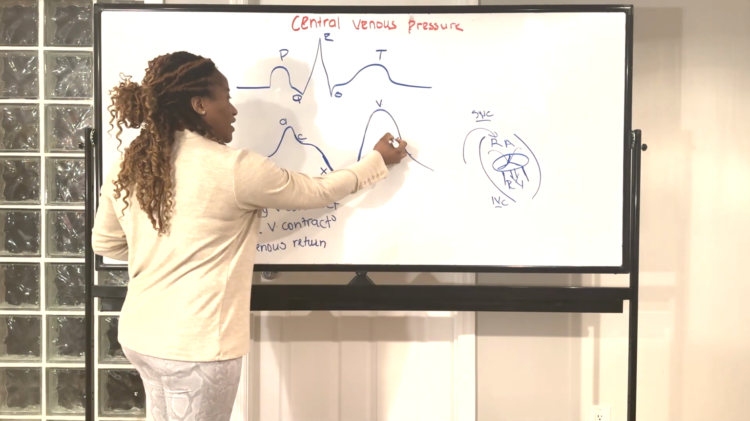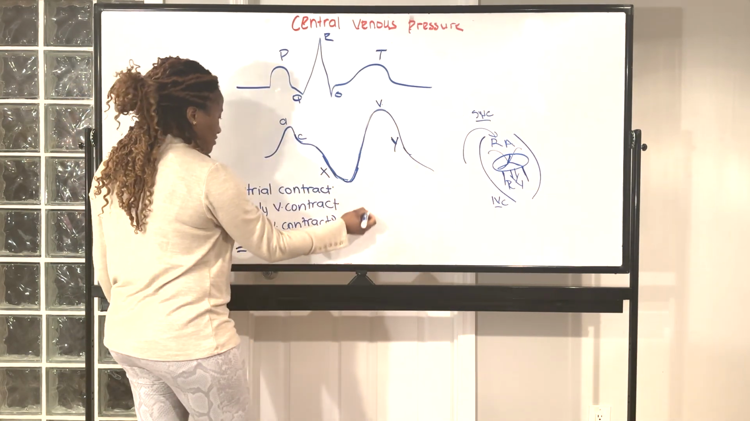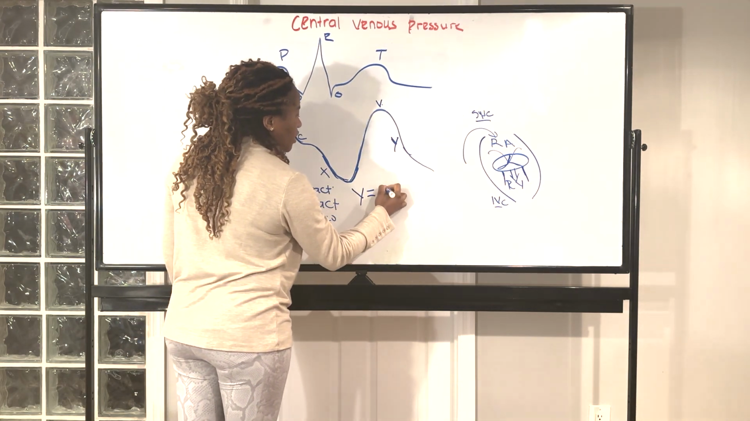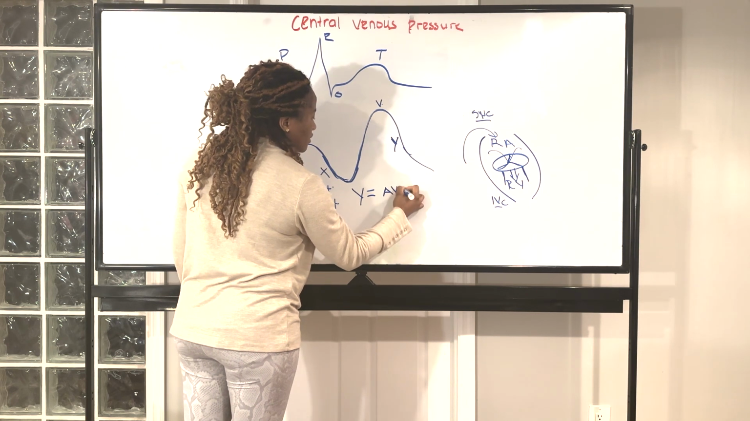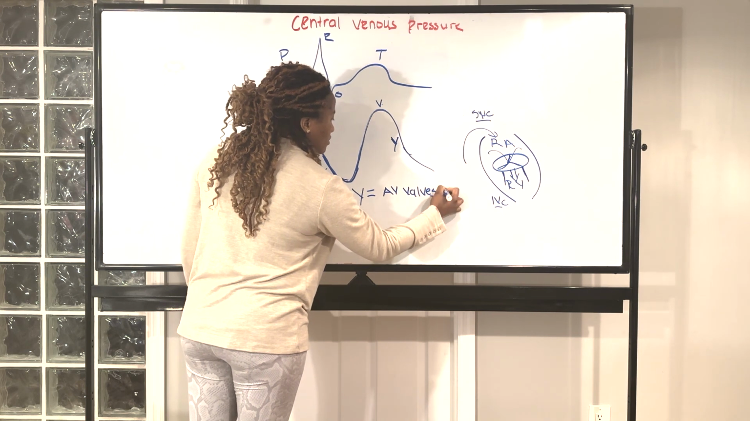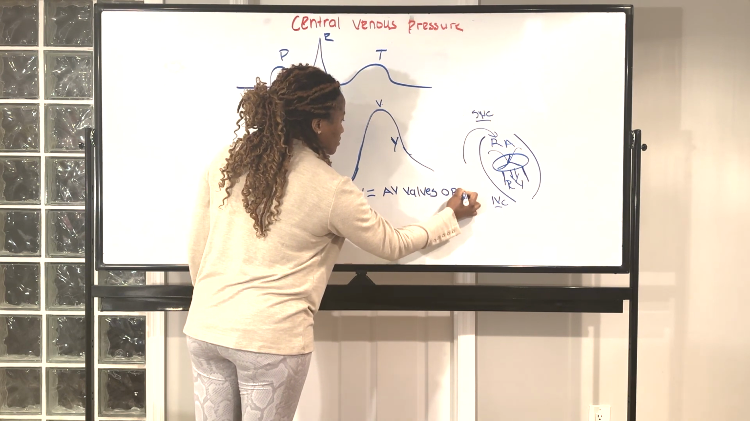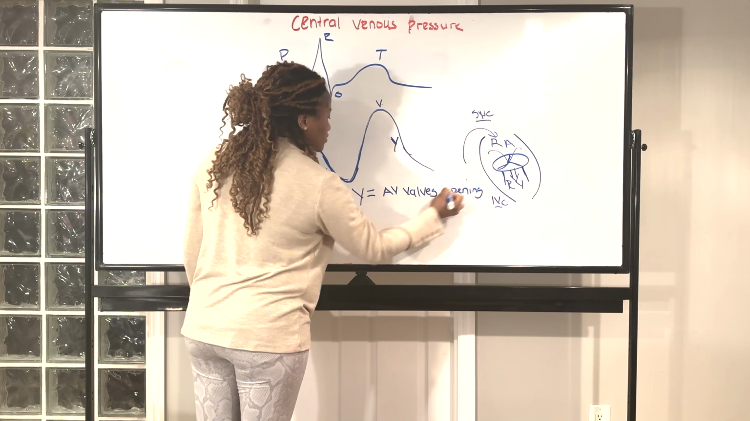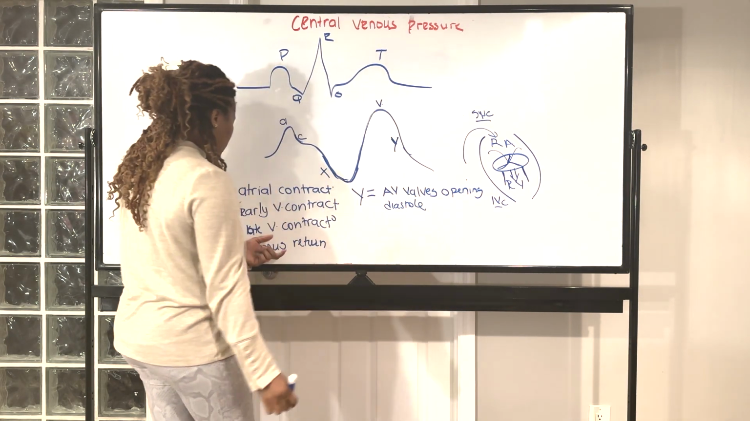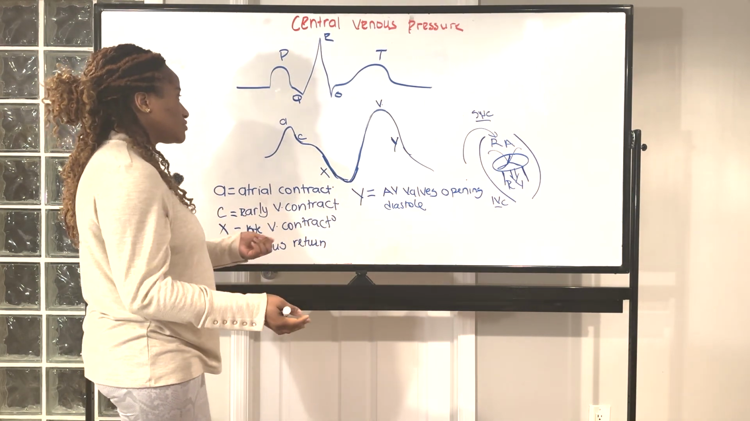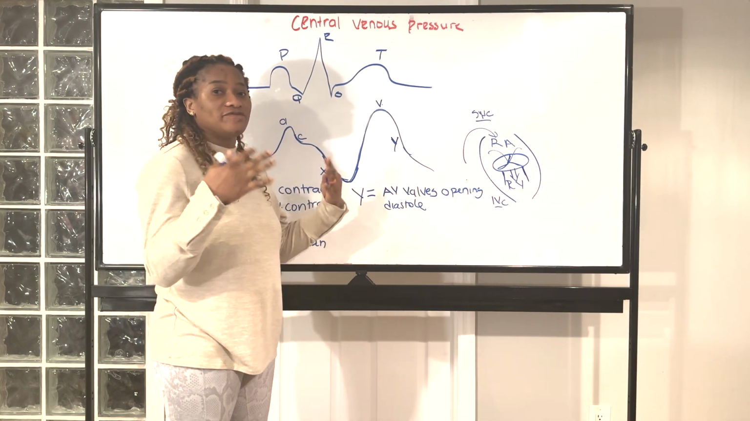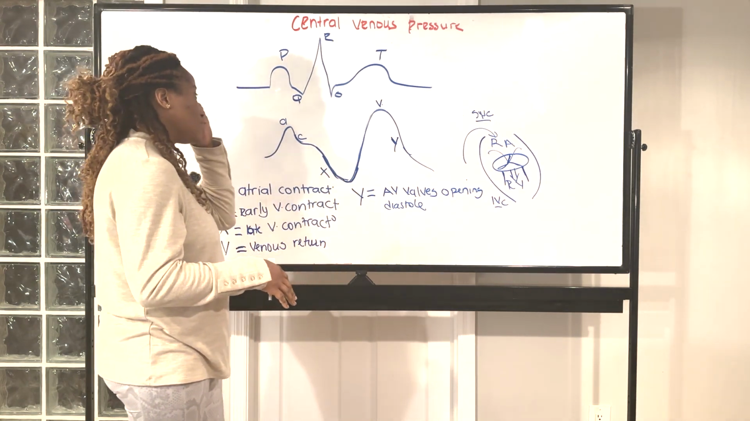And the Y, the descent, the Y is gonna be our AV valve opening, which is gonna be our diastole. So after the ventricle is contracting, ejecting the blood, we're going back to the diastole. The AV valve is open and filling up the right ventricle.